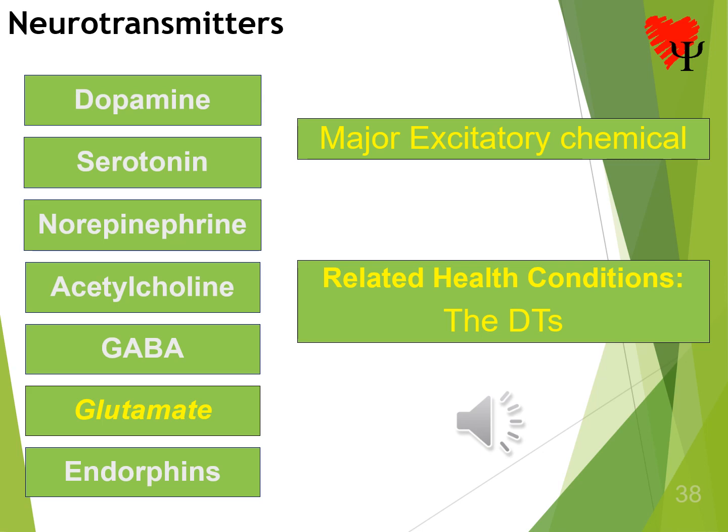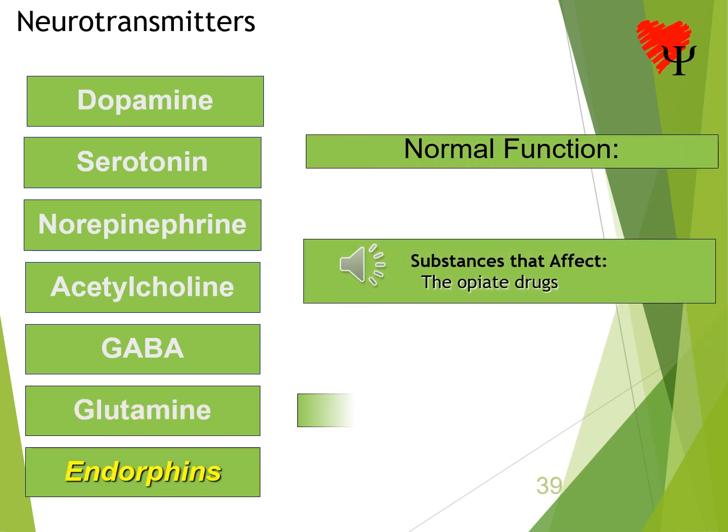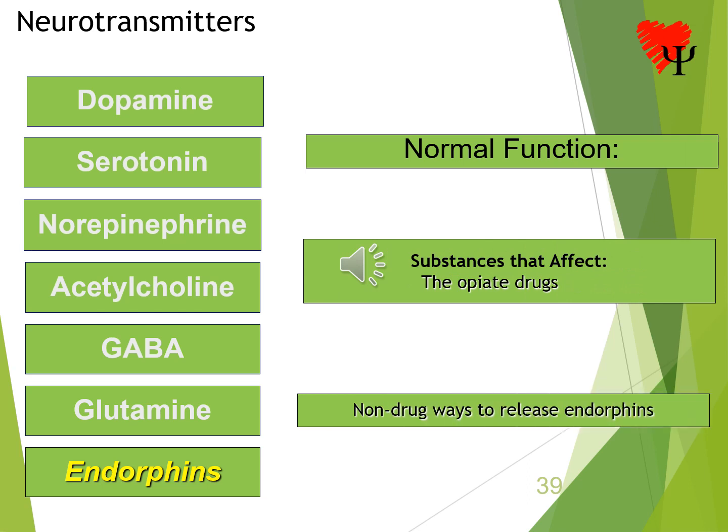So let's consider our last neurotransmitter. Let's now consider endorphins, the last on our list. I believe this is the one that students enjoy talking about the most. Its normal functions, do you have any idea? Well, the primary one is pain control. A secondary one is pleasure.